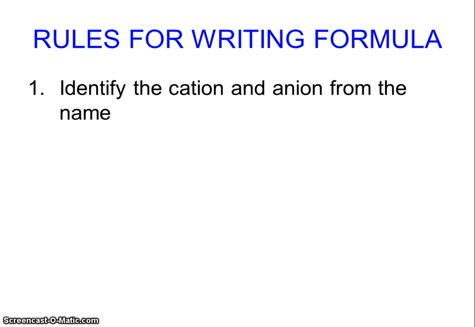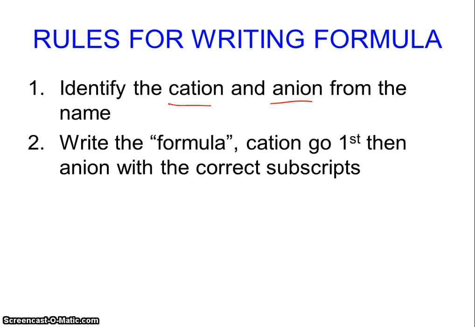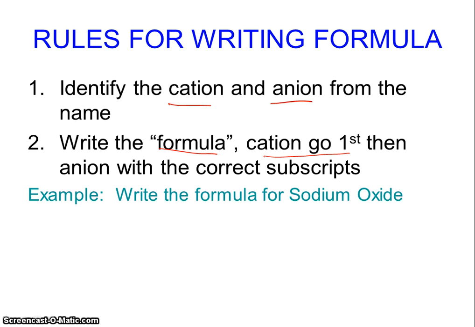Rules for writing formula. First rule, identify the cation and anion from the name. Second rule, write the formula, cation goes first, then anion with the correct subscripts. For example, write the formula for sodium oxide.